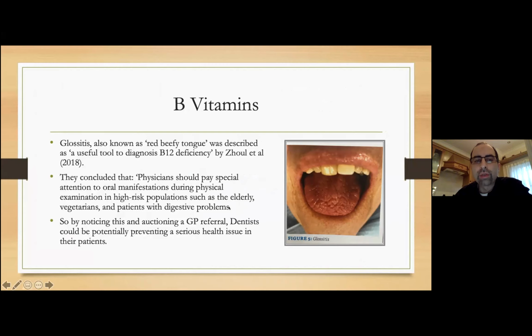So for patients who have these conditions, when they come to visit their dentist, the dentist can and should check for these signs in their mouth, like on their tongue and their lips, to see whether they may have a deficiency. If we do notice any signs or symptoms, we can refer our patient to their general medical practitioner, their GP, and this can potentially prevent a serious health issue in that patient. So we can help them in a very major way.